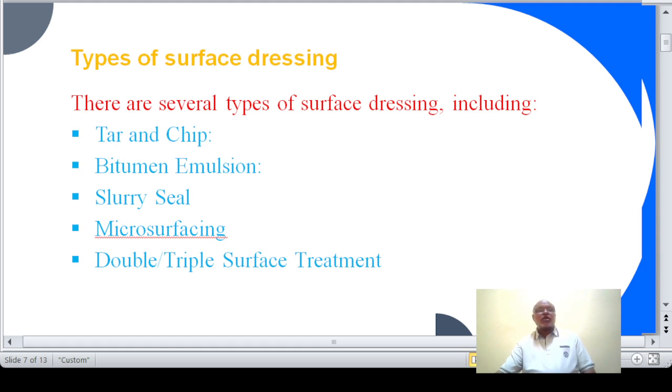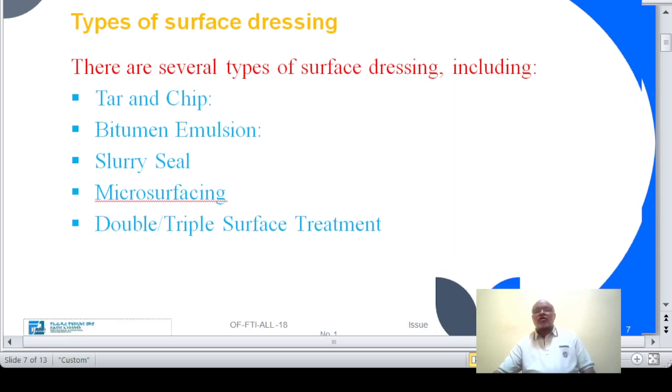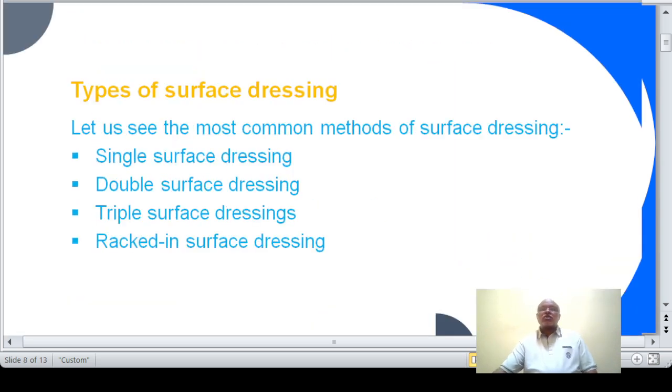Let us see the most common methods of surface dressing. The most common methods of surface dressing include single surface dressing, double surface dressing, triple surface dressing, and racked in surface dressing. Let's see the single surface dressing.